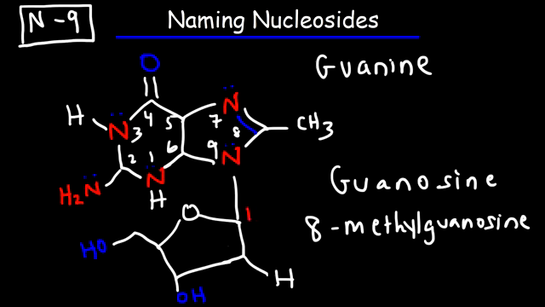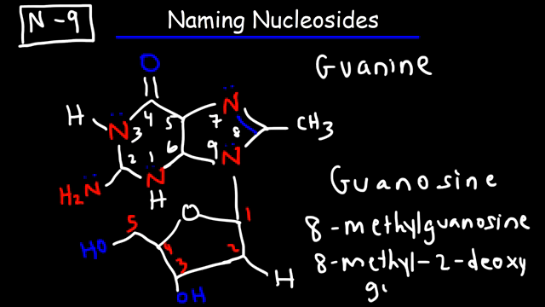This is carbon 1 on the ribose sugar. This is 2, 3, 4, and this is carbon 5. So now, the way we're going to name it, I'm running out of space here, so let's see if I can fit it in. It's going to be 8-methyl-2-deoxyguanosine, because we don't have the oxygen, or the hydroxyl group rather, on carbon 2 of the ribose sugar. So now it's deoxyguanosine. And so that's a simple example of how you can name a nucleoside with a purine ring.